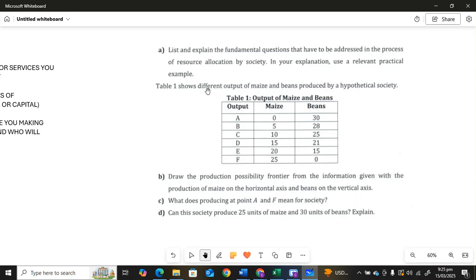Table 1 shows different output of maize and beans produced by a hypothetical society. Okay, so we've got information about output, maize, and beans. Part B says draw the production possibility frontier from the information given, with production of maize on the horizontal axis and beans on the vertical axis.